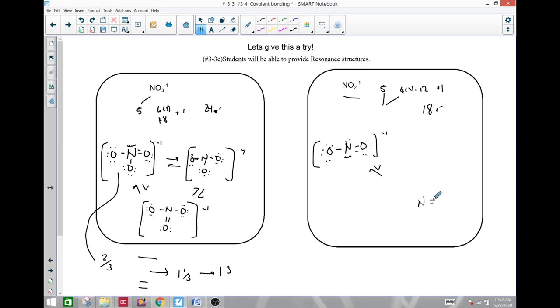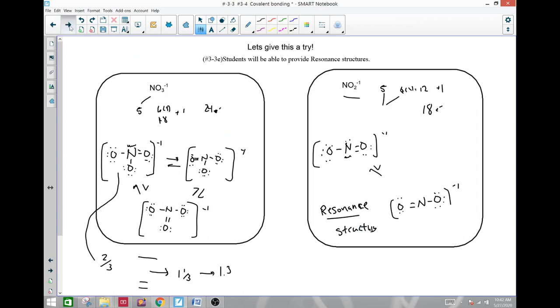I'm going to get rid of one of those guys. This one's got 3 pairs, but the other one's only got 2. Bracket it with a -1 charge. Again, we call these resonance structures. Resonance means to vibrate. Resonance structures.